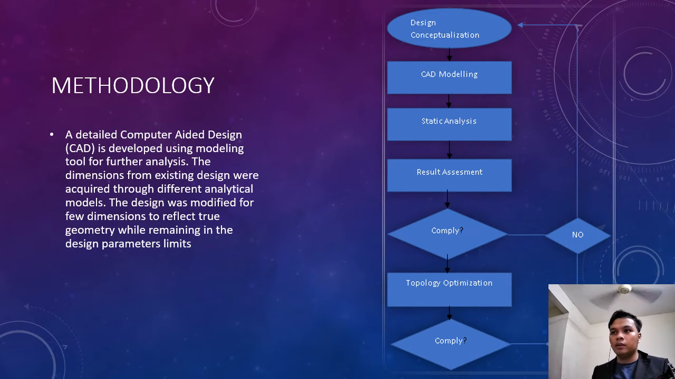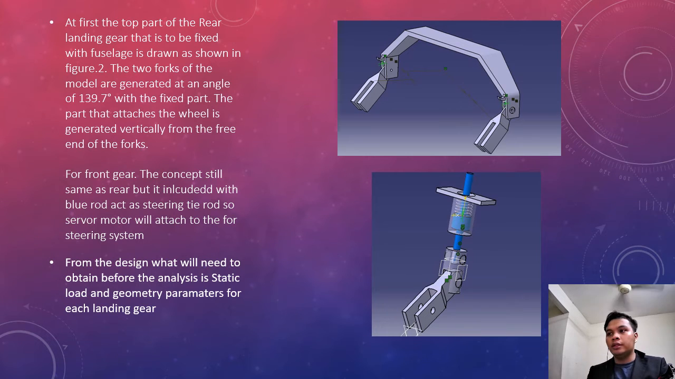A detailed computer-aided design is developed using a modeling tool for further analysis. The dimensions from the existing design were acquired through different analytical models. The design was modified for a few dimensions to reflect true geometry while remaining within the design parameter limits. This is the design conceptualization that I had done using CATIA software.